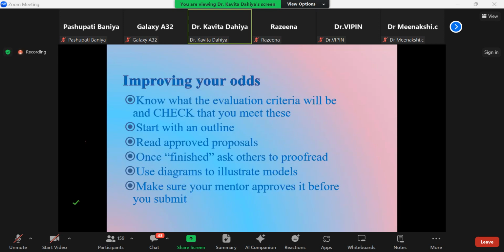Use diagrams to illustrate the model. Again, the diagram or the figure speaks more than words. So try to represent your research with the help of diagrams and figures, to illustrate the model, or to illustrate the facts.